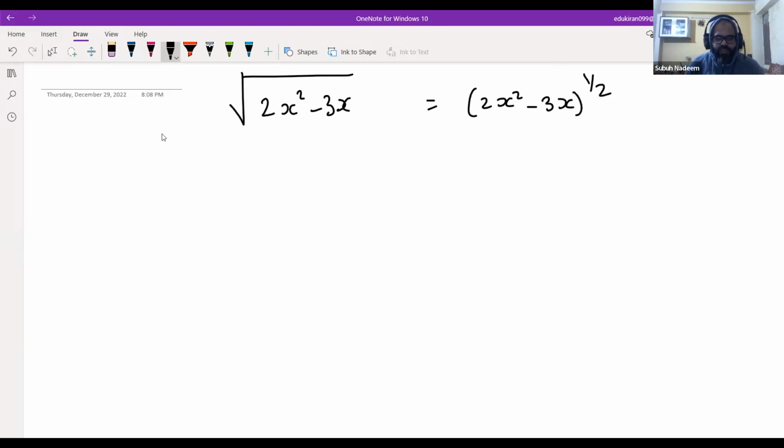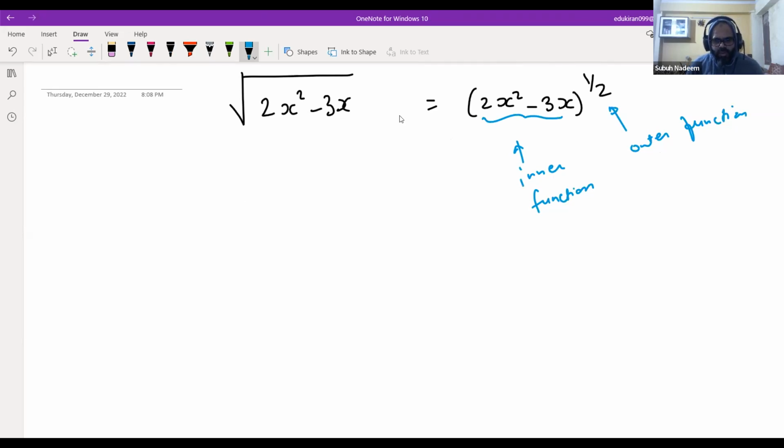So if you differentiate it, there is an outer function, which is a square root. This is the outer function. And then there is an inner function, which is 2x square minus 3x. This is the inner function. Or we say outside function and inside function. They have used outside and inside. I'm writing outer and inner.